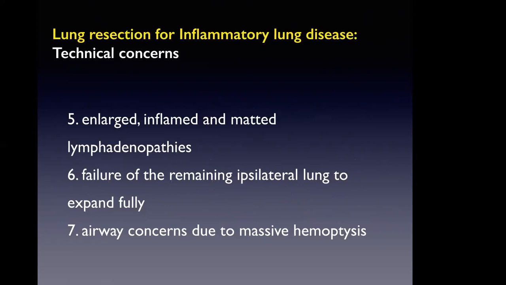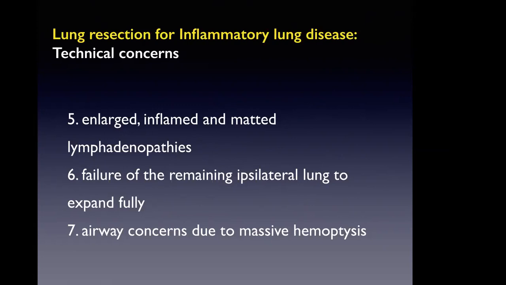Another problem is enlarged, inflamed, and matted lymphadenopathies, so that you don't see the hilum. You have to dig in and take out all those lymph nodes before you can actually access the hilum and the vessels. Another is failure of the remaining ipsilateral lung to expand fully. This is post-op: after usually an upper lobectomy, your remaining lung doesn't really expand fully, so you have that space problem post-op. We see that a lot for aspergillomas, complex aspergillomas.